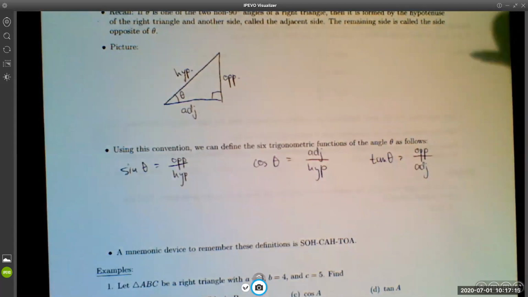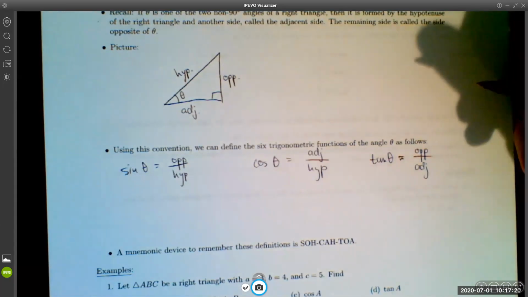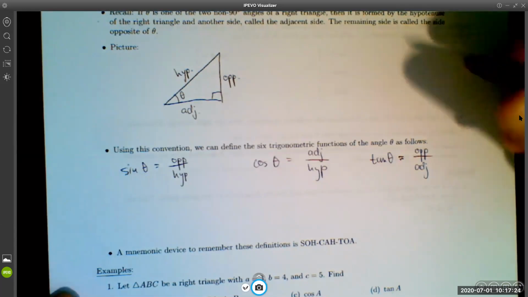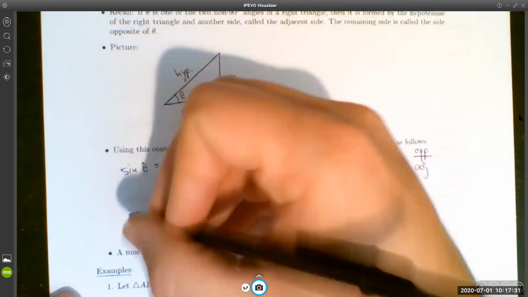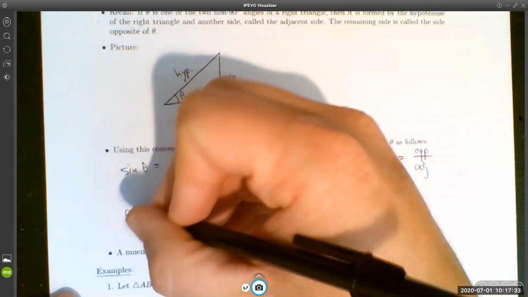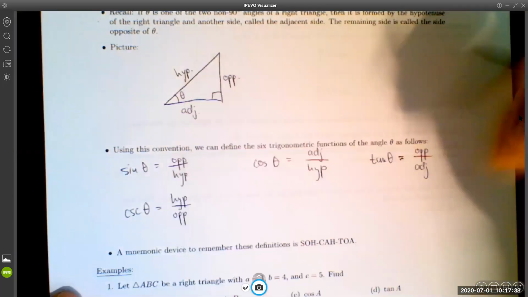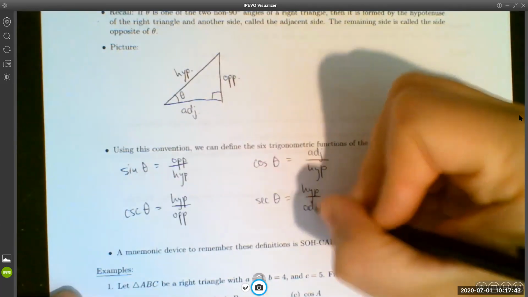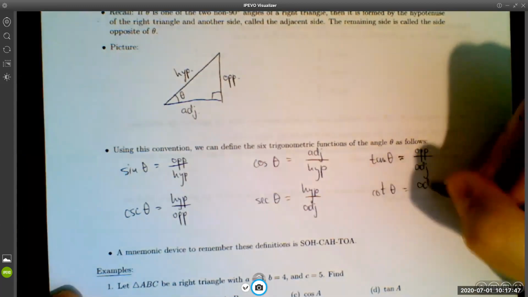Now there are 3 other trig functions that are not quite as common, I think, but we do still use them, and you'll see them in calculus for sure. So you have the reciprocal functions as well, which are these ones. For sine, the reciprocal function is cosecant. Cosecant is hypotenuse over opposite. Secant is hypotenuse over adjacent. And cotangent is adjacent over opposite.